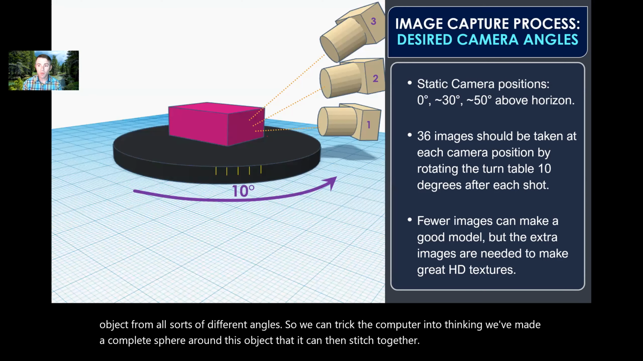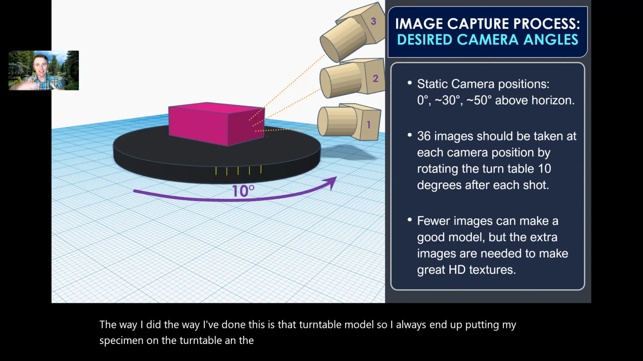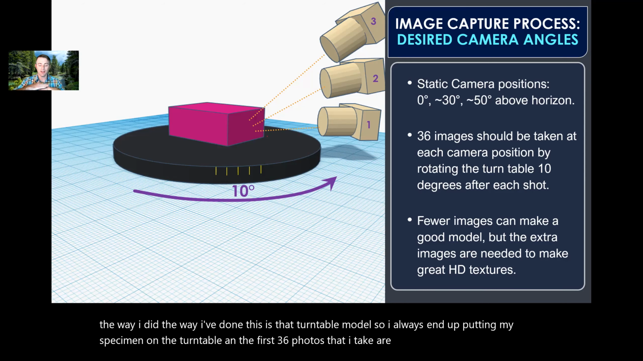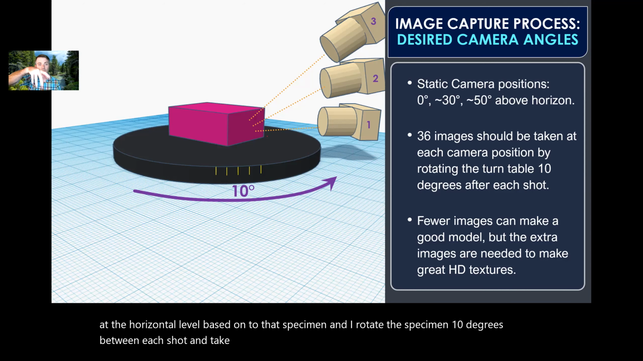The way I've done this is with a turntable model. I always end up putting my specimen on the turntable, and the first 36 photos that I take are with the camera at the horizontal level, face on to that specimen, and I rotate the specimen 10 degrees between each shot and take the image. So basically 36 times around for that 360 degrees.